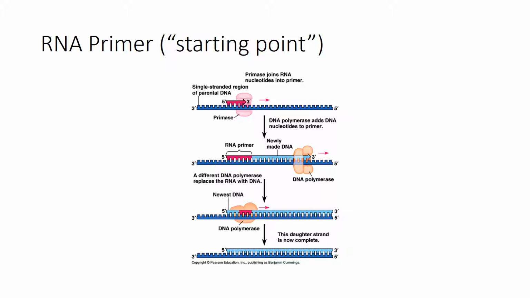And so you can see this. Primase comes in, it lays down the red primer in the 5' to 3' direction, and then DNA polymerase is going to come in, attach to that RNA primer, and start adding new nucleotides once again in the 5' to 3' direction attached to that primer.